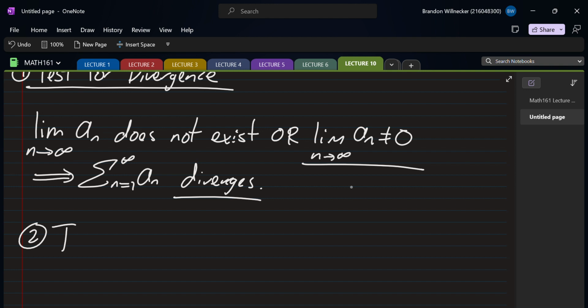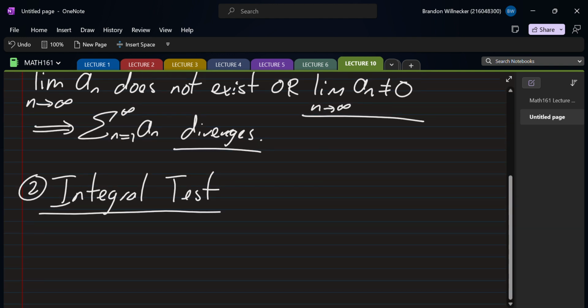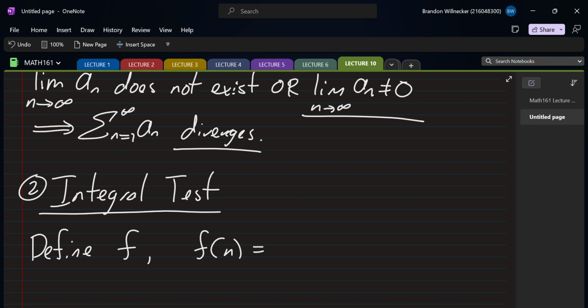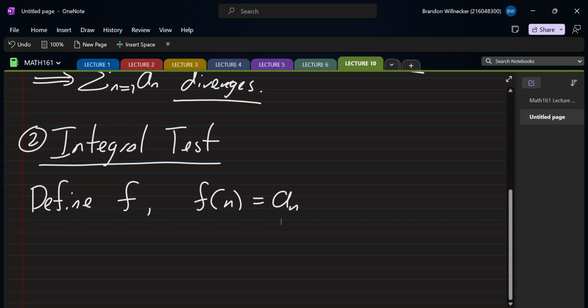Number 2 is the integral test. Here we define a function f such that f of n is equal to a_n. Whatever our sequence was, we use that to define a function. For example, if a_n was 2n over 1 plus n squared, then f of n would be 2n over 1 plus n squared. So we just define this function f.